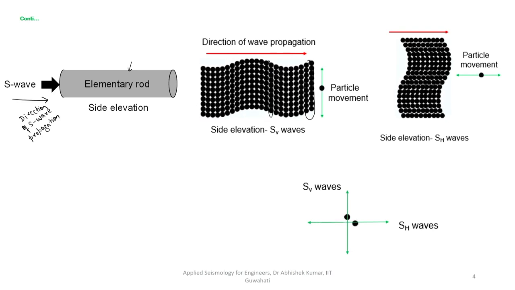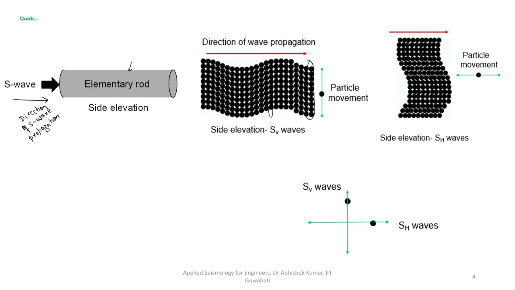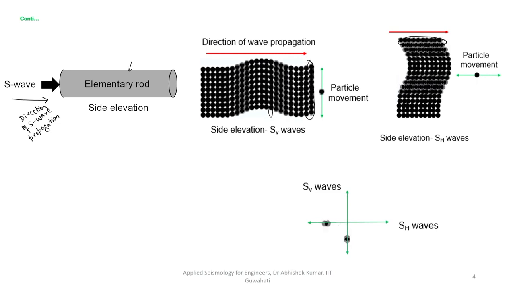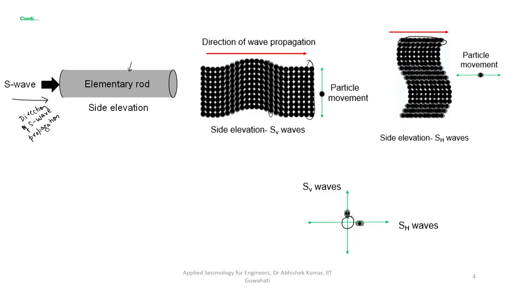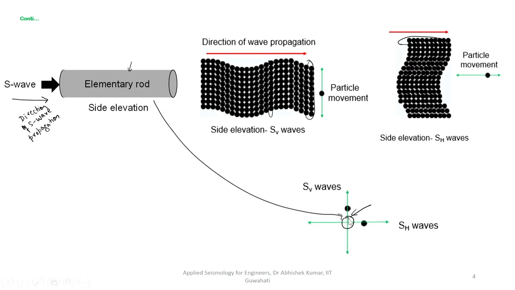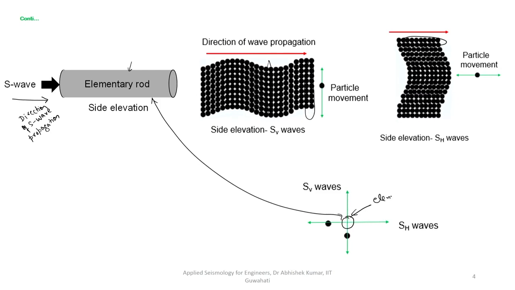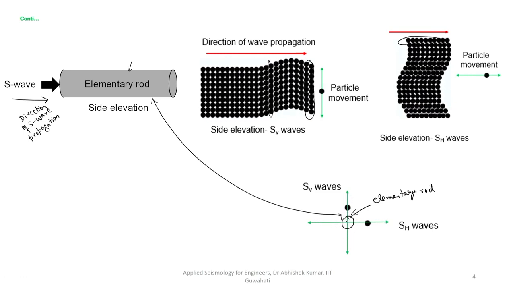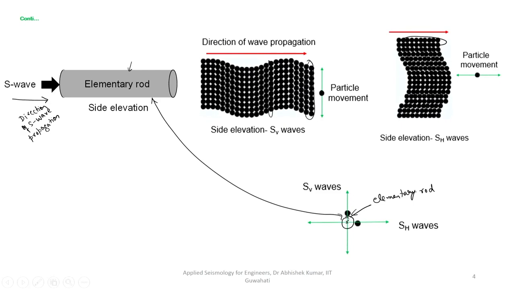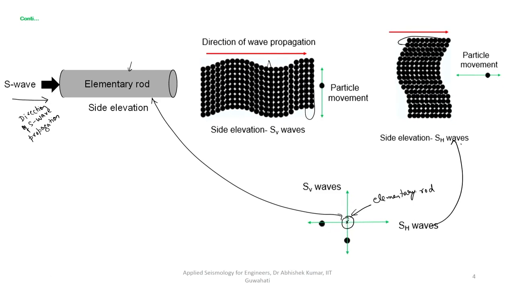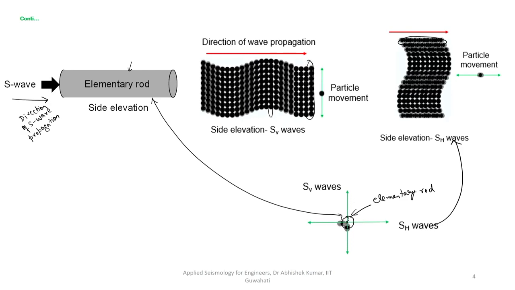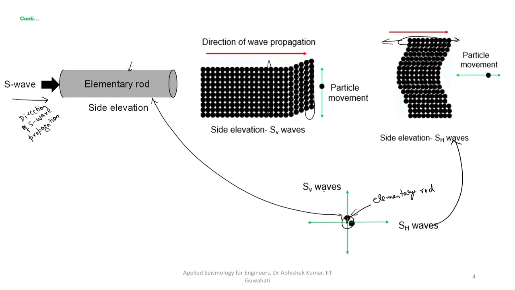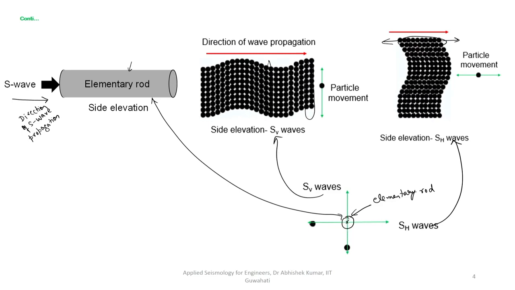Similarly, the particles at the same time are also undergoing shearing in the horizontal direction, which is shown over here. Here again you can see the direction of wave propagation. This is the elementary rod along which the shear wave is propagating, and as a result of this propagation, the SH component, which is shown over here, means there is shearing happening in the horizontal direction. There is to-and-fro motion in the left and right direction, and at the same time vertical motion is also happening, which is shown in the other animation.